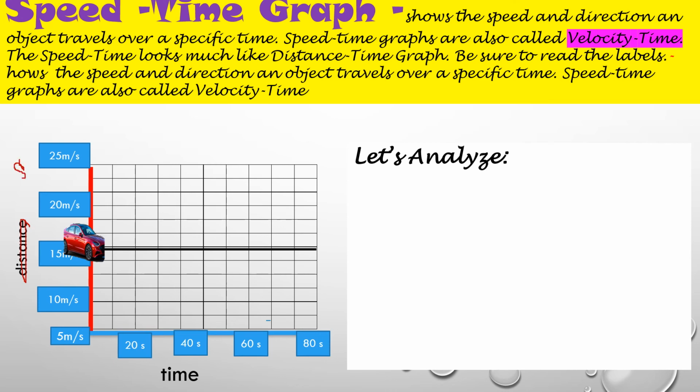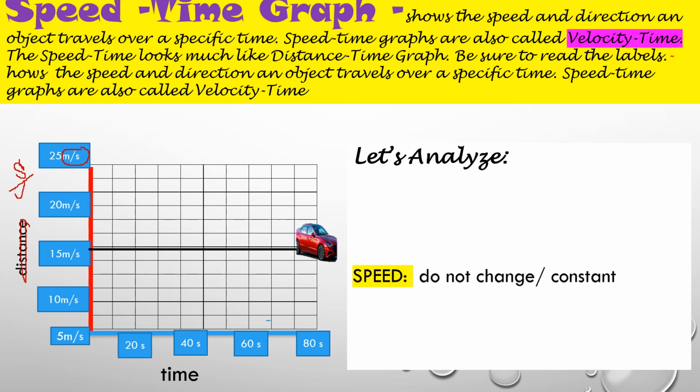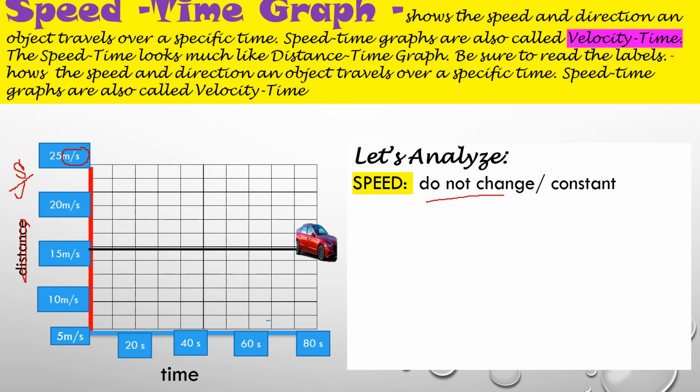Speed, hindi ko na-edit. Speed or velocity. Nagkakaintindihan? Kaya ang unit natin diyan ay meter per second. Okay, so let's identify na. What happened to the speed? Ang speed niya ay 15 meter per second. Ano nangyari sa speed? Nagbago ba? Tumaas? Bumaba? Hindi. Ang speed niya ay hindi nagbago. Do not change. Pareho lang siya. Nandiyan lang sa 15 meter per second.